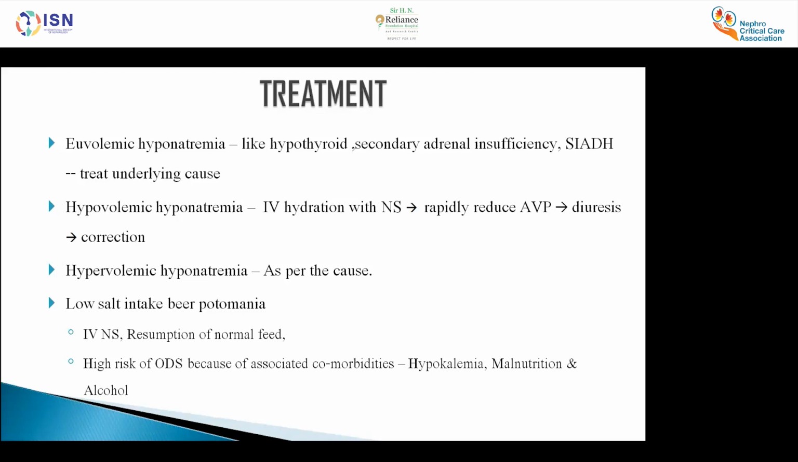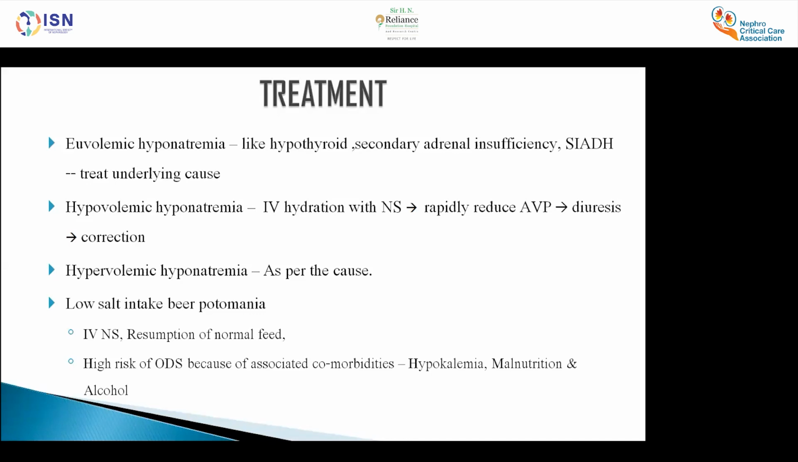In hypervolemic hyponatremia, as per the cause, if the patient has cardiac causes like cardiomyopathy, then we can increase the ACE inhibitor therapy, or in patients with volume retention due to renal causes, we can give diuretics. So that can lead to correction. In patients with low salt intake, like beer potomania patients, IV hydration with normal saline and resumption of normal feed will usually do the work.